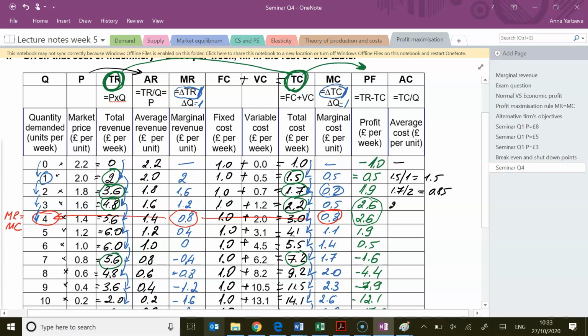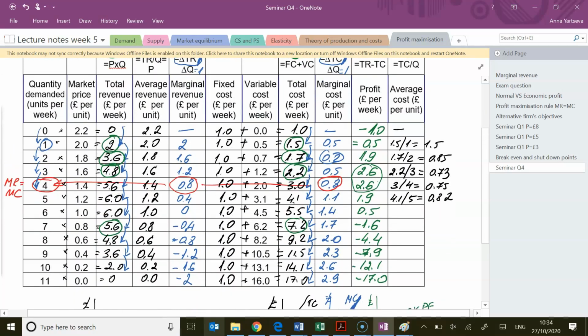Next, 2.2 total cost divided by 3 units. It's about 0.73 each. Next, 3 pounds spent to make 4 items. It's 0.75 each. Next, total cost is 4.1, 5 items made, which is 0.82. Next, am I looking at the right column? Yes, so I'm looking at this column. 5.5 total cost spread across 6 units, which is 0.92. Next, 7.2 pounds spent to produce 7 units. This is going to be 1.03 and so on. So if we write down all these figures, they will look like that.